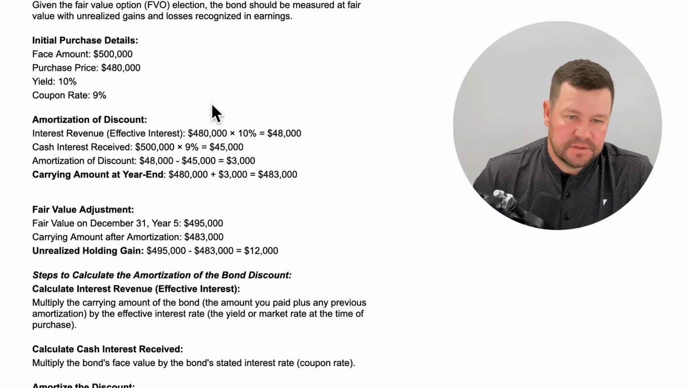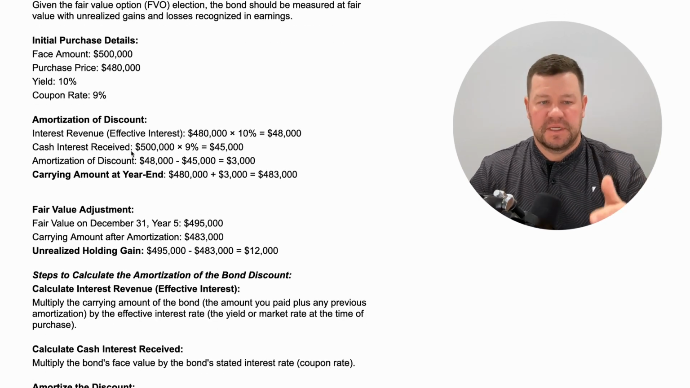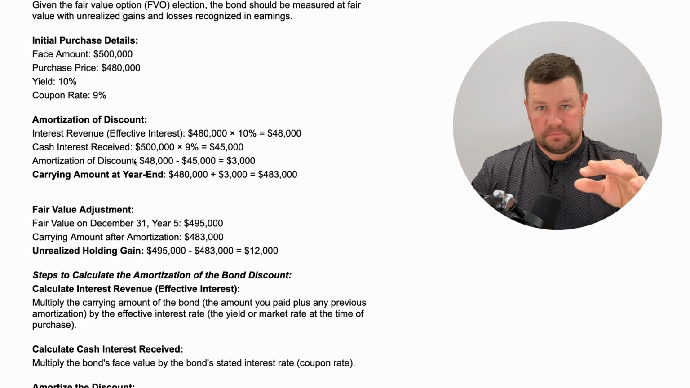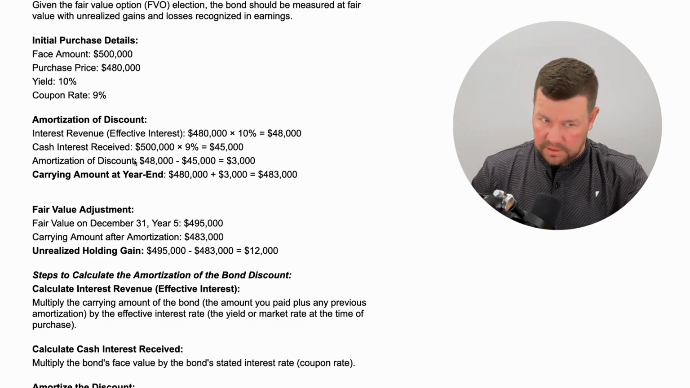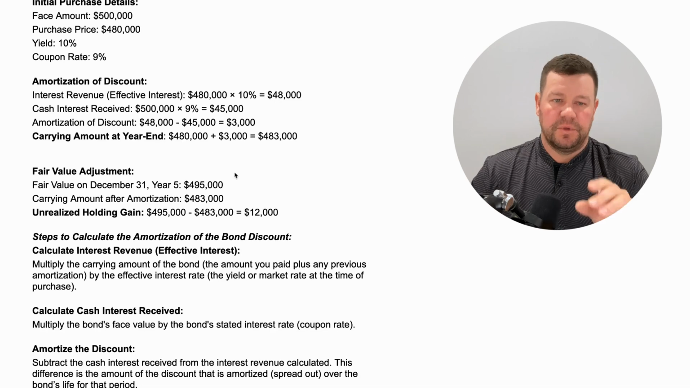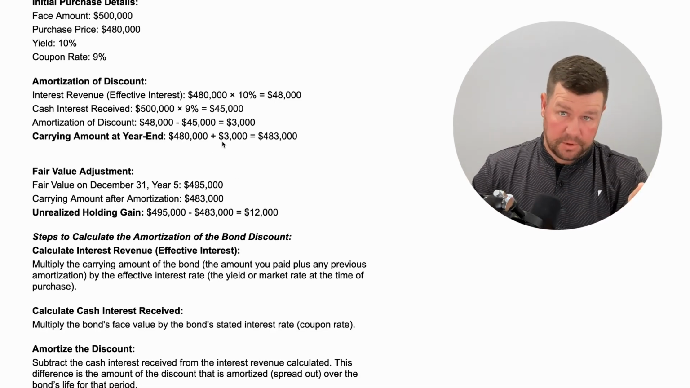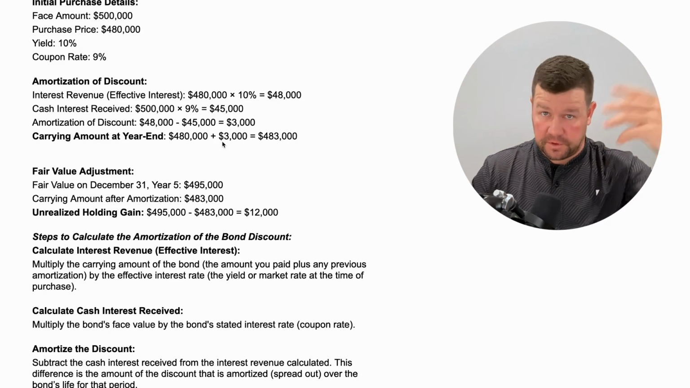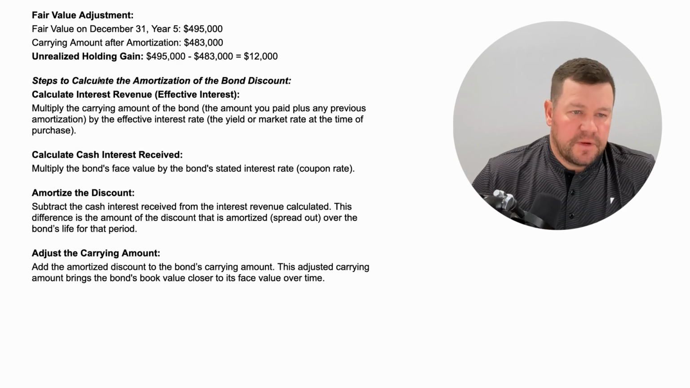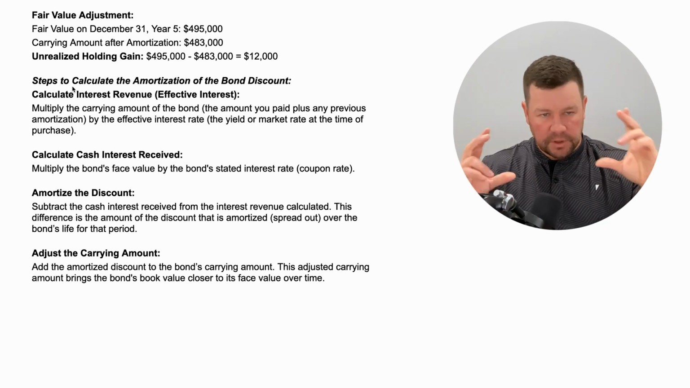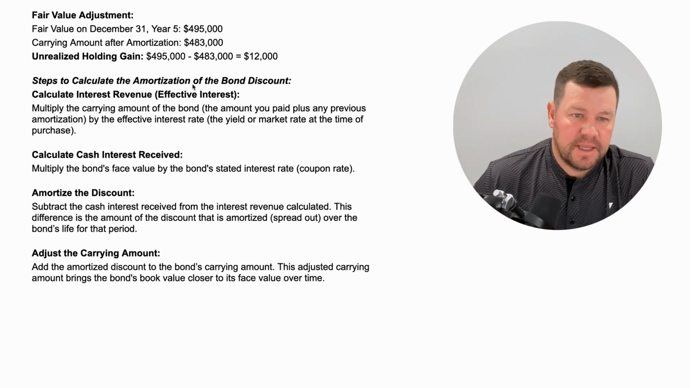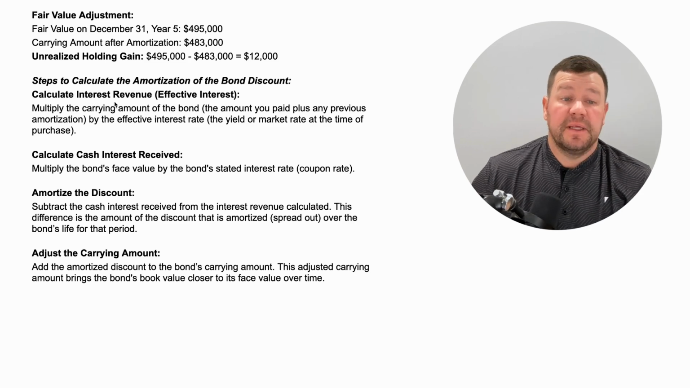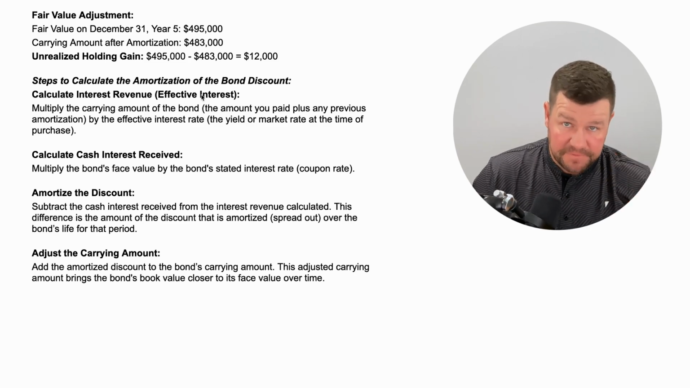So you have to do this little thing where you're doing the amortization of the discount. And if we're dealing with a premium on the bond, it would be the exact opposite. You'd be subtracting a number from the purchase amount because you would have purchased it for more than the face value. So anyways, just to go really quickly over the steps to calculate the amortization of the bond discount, you are going to calculate the interest revenue, meaning the effective interest.